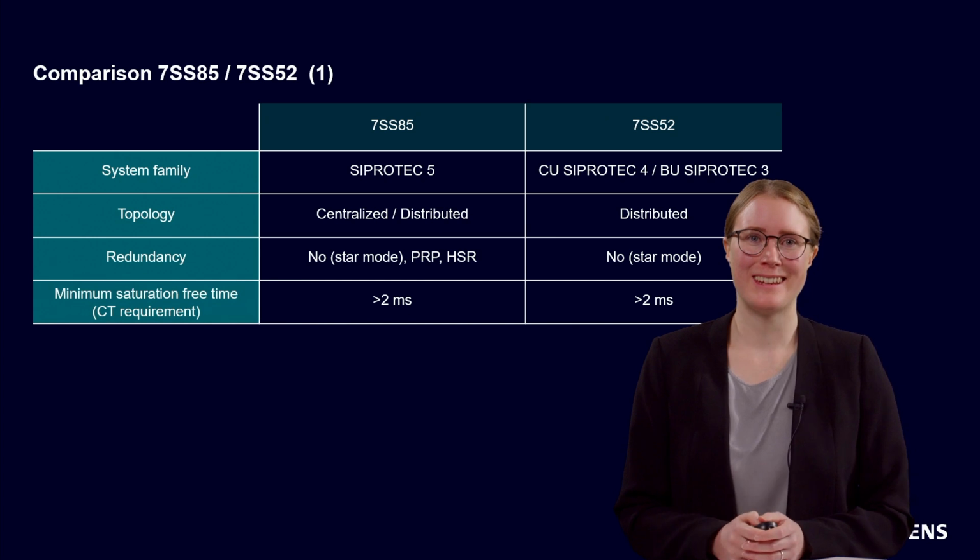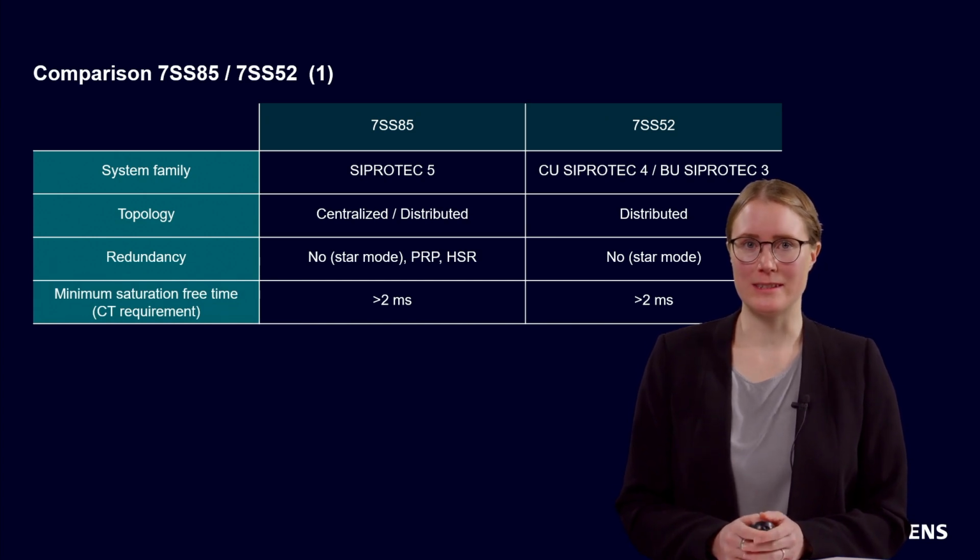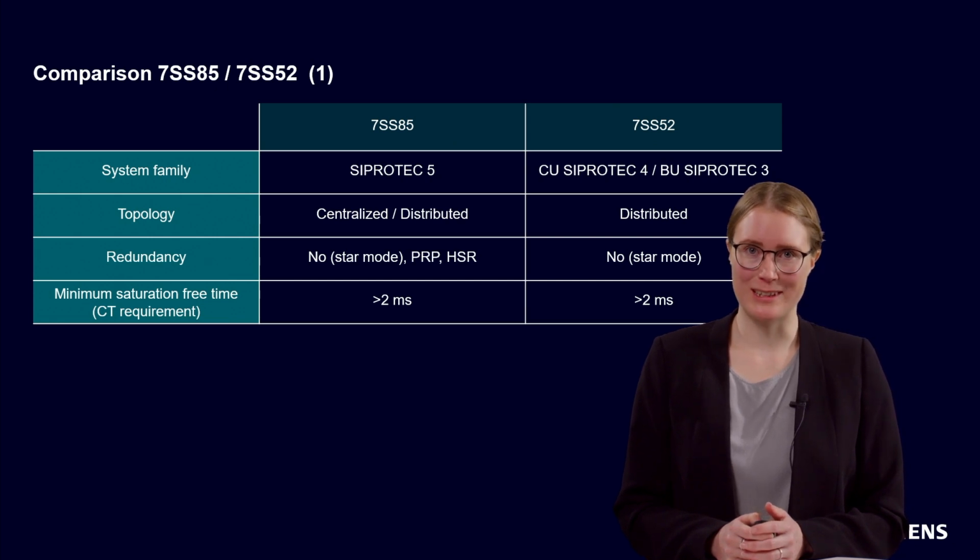The requirements for the current transformers are the same for both devices. So for the minimum saturation free time we need a value greater than 2 milliseconds, and a transient dimensioning factor KTD of 0.5 in both cases. We will talk about CT dimensioning in the third tutorial.